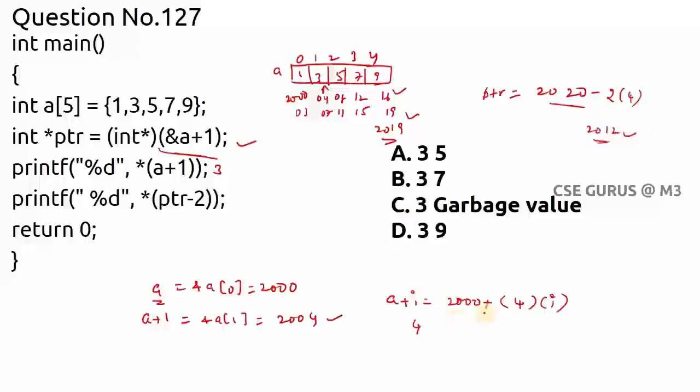Similar to this, when it is plus you are going for addition. If it is minus you are going for subtraction here. So like this it will consider, and your pointer value will become 2012. That means ptr minus 2 will become 2012. So what is the value inside 2012? 7. So it will print 7. So what is the answer? 3 and 7. So option B is the correct answer. So remember this point clearly, how it will consider when you assign &a + 1.